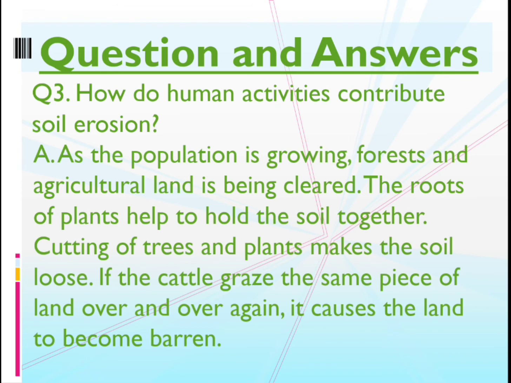How do human activities contribute to soil erosion? So, deforestation. As the population is increasing, forest and agricultural lands are being cleared, and the roots of the plants help to hold the soil together. So, cutting down the trees and plants makes the soil loose, and that leads to soil erosion. Along with that, the cattle graze. So, when the cattle eat the grass from the ground, then also the soil becomes loose and it leads to soil erosion. Okay, children, so write this answer in your classwork and please learn it, children.